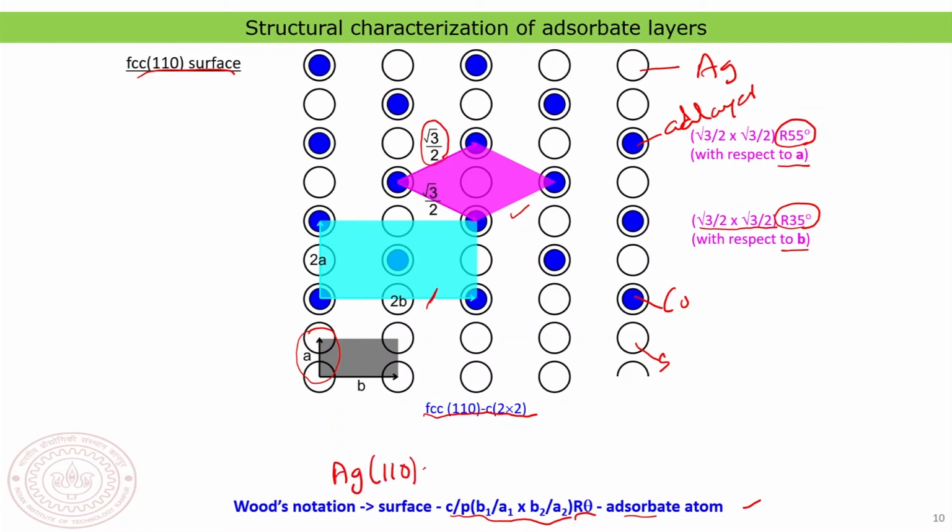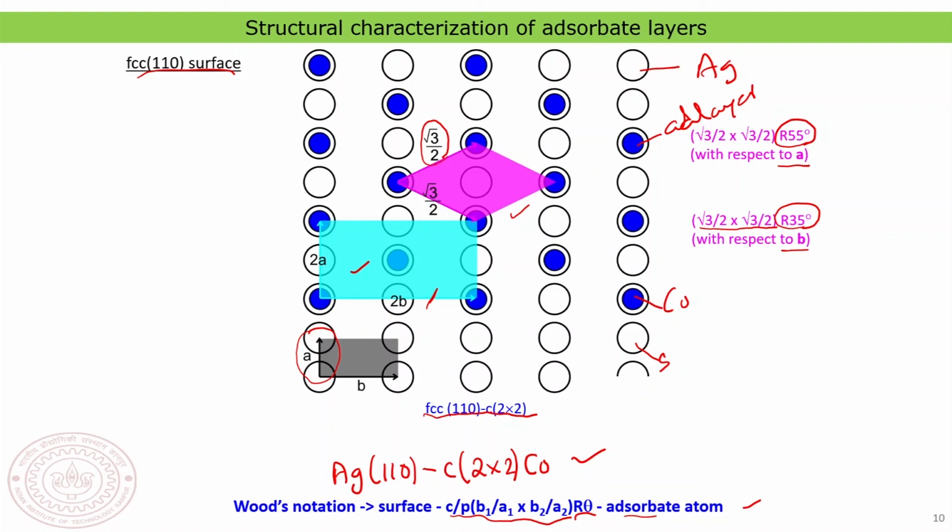110, centered or primitive. So now if I take this one, then I will have to use a centered 2 by 2 and then the angle. If there is no angle, because this is the same as that of the surface, then there is no angle, and then finally the adsorbate atom cobalt. So this is how you are going to write the Wood's notation of the surface.